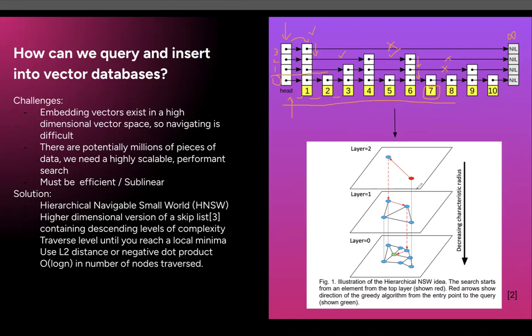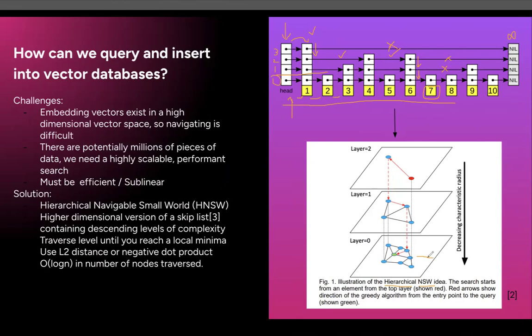And so this is kind of the idea for hierarchical navigable small world. That's the hierarchical part, where each of the layers is a hierarchy. The navigable small world is an n-dimensional representation of this kind of linked list idea. So instead of a linked list, we have a graph called a navigable small world.